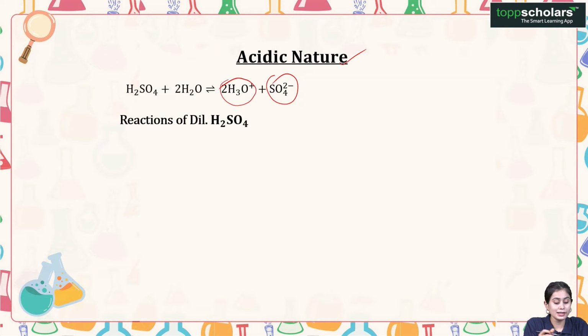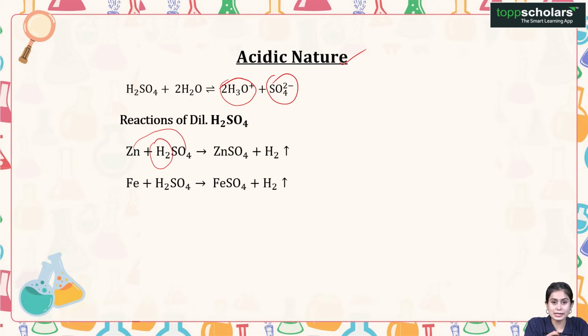Yes. Reactions of dilute sulfuric acid. Let's see. Zinc plus H2SO4. Let's see how it reacts. It will give me ZnSO4, your single displacement reaction if you remember, plus H2. This was your reaction of dilute sulfuric acid with a metal. Let's take another metal, iron. Same, single displacement reaction will occur. Iron will react with H2SO4 to form FeSO4 and H2 gas will be liberated.